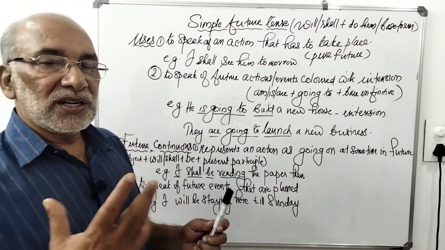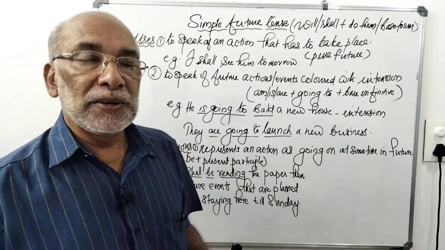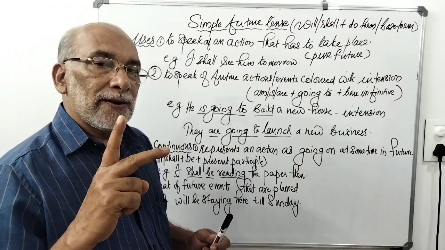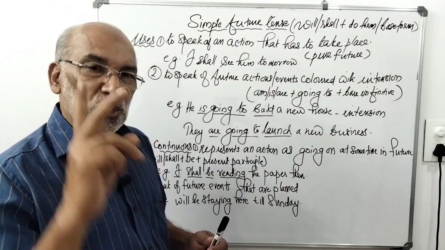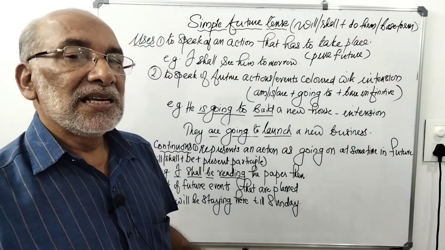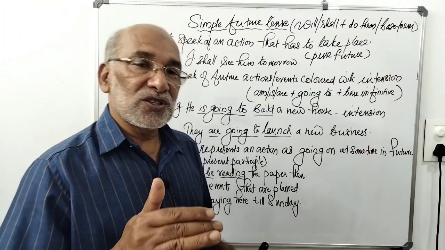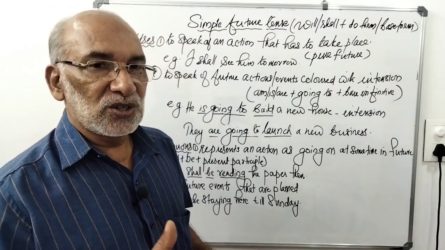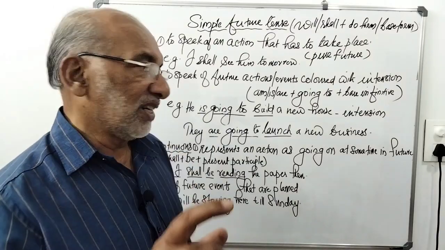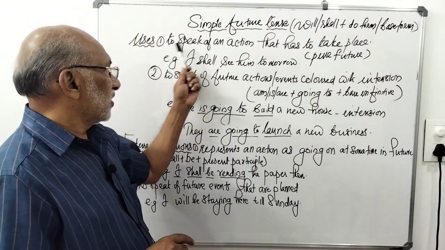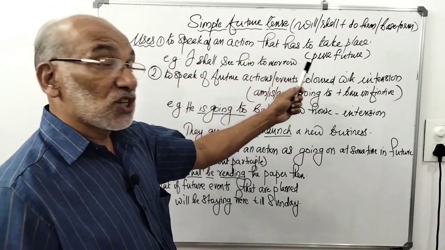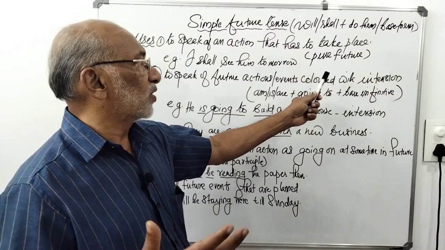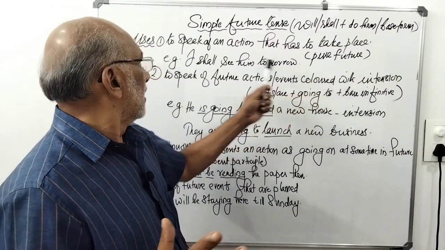Let's see what are the different uses of simple future tense. There are two important uses. One is a sentence expressing pure future, and the other one is a sentence expressing colored future. So you may wonder, what is this pure future and colored future? Let's go to the examples and see what it is. So the first use is to speak of an action that has to take place in future, at some point of time in future. That is pure future. See the example.